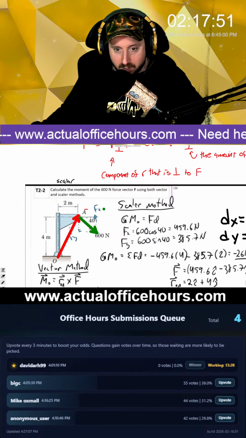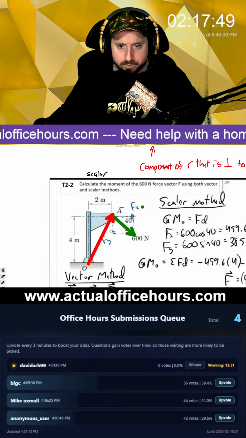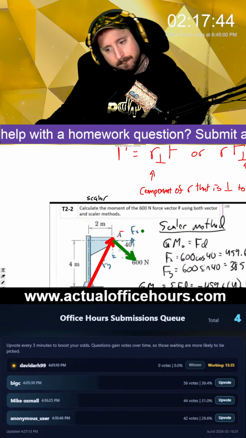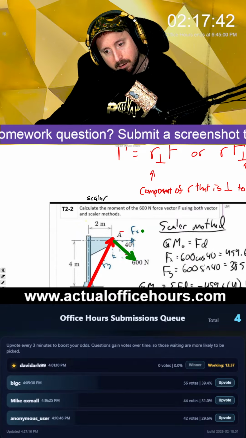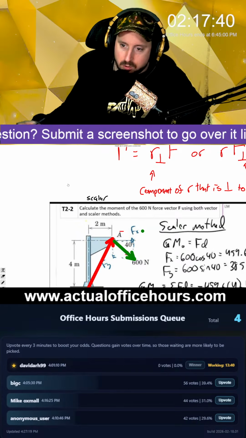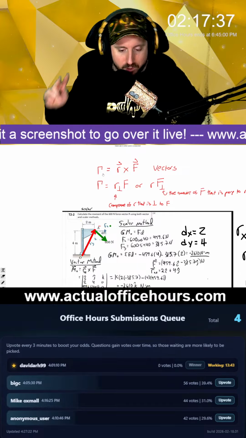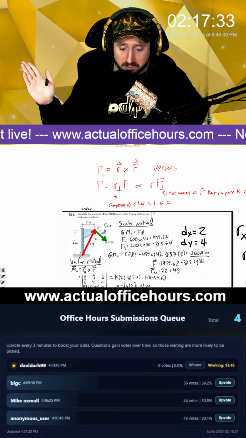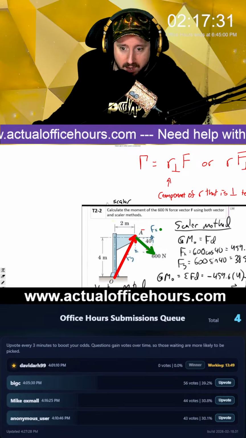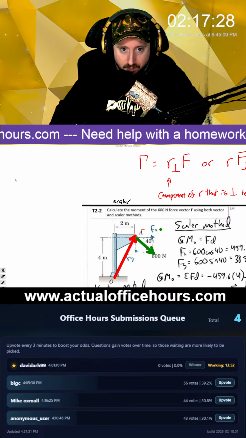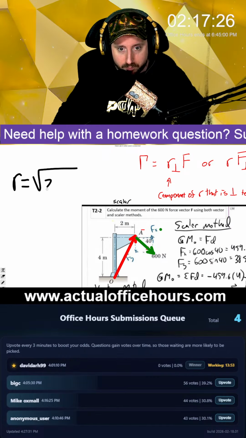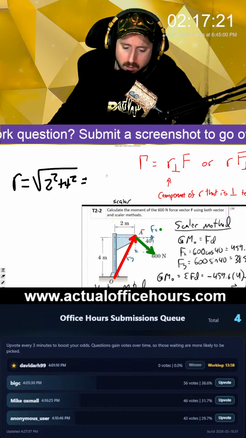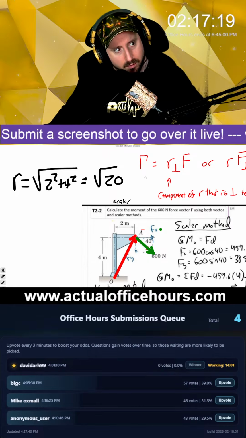The other way I would have done this is, you could have also said, for instance, let me think here. Yeah. So you could have said that that's the scalar method, which is cool because it breaks the force into two forces and the distance into two distances. I actually haven't seen this before. The way I would do it is I would figure out what this distance r is, right? So in this case, r would be equal to the square root of 2 squared plus 4 squared, which would be square root of 20, right?